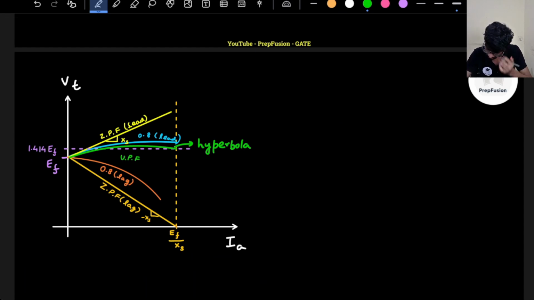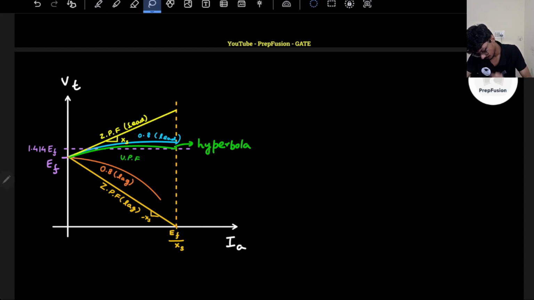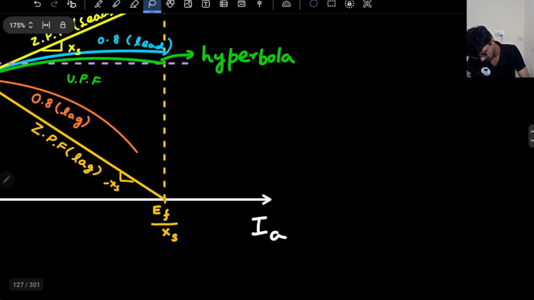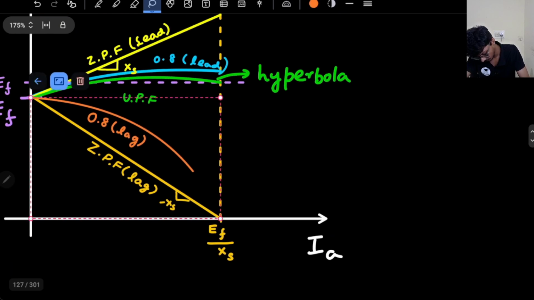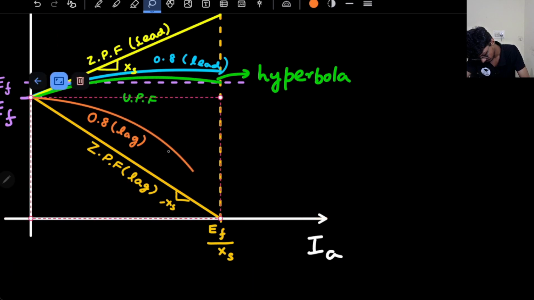Okay, so now for lagging, it is okay. For lagging it will be lower than 1.414. Okay, what is happening? This graph is different. It's like a circle only. Oh, okay.